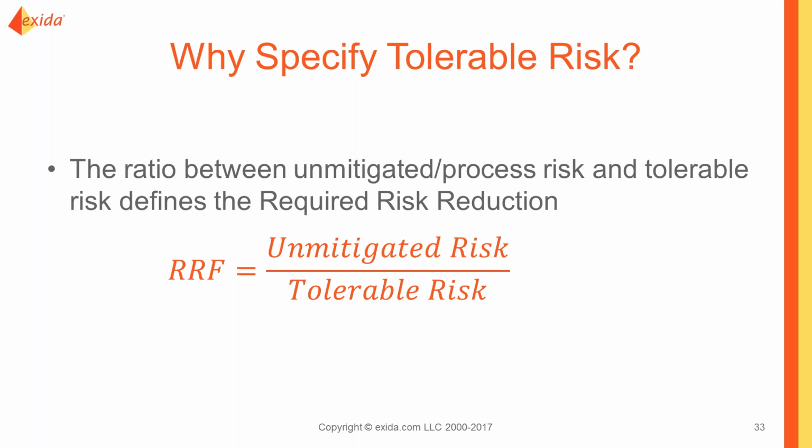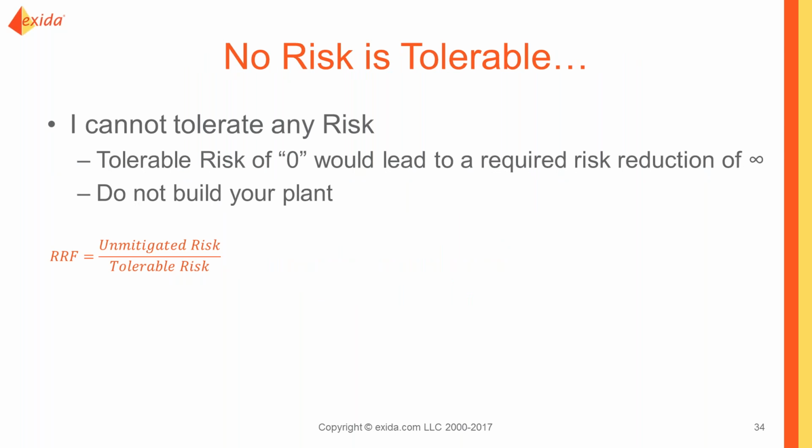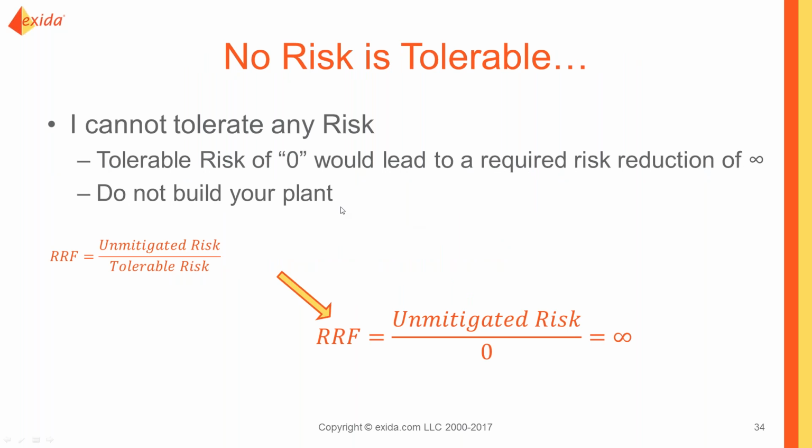So if we don't specify tolerable risk, we can't determine a risk reduction factor. If someone were to say, well, I can't tolerate any risk, then our tolerable risk is 0, and unless there's absolutely no risk associated with the machinery and equipment, you're never going to be able to reach an infinite risk reduction. So this is an important concept that we often find isn't explicitly articulated by the companies doing it.